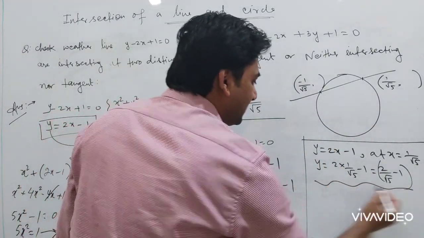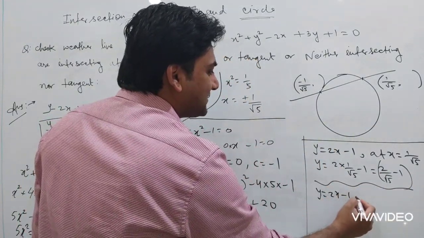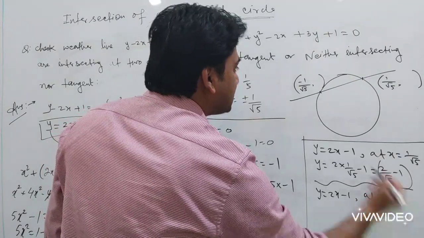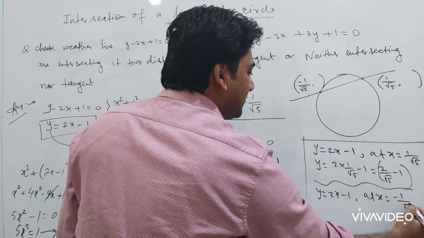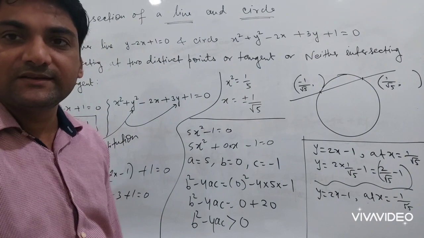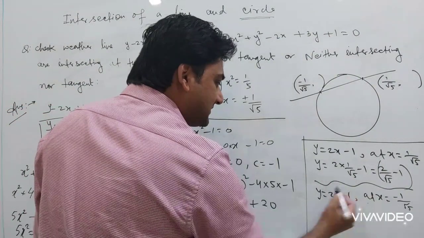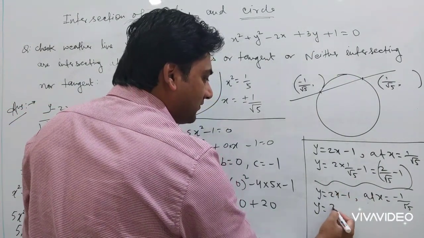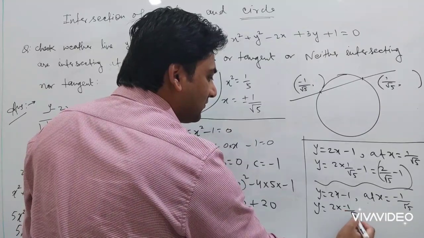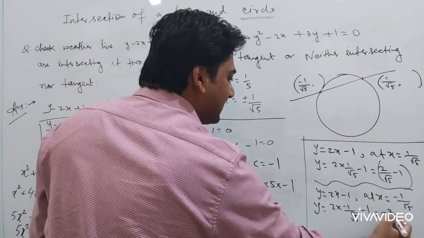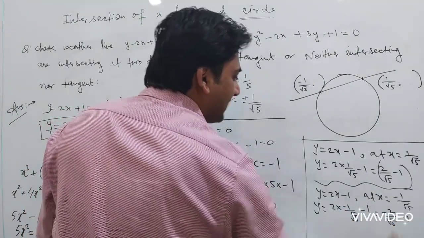Okay, next one. y is 2x minus 1 at x equals minus 1 over root 5. Okay, so put x as minus 1 over root 5. So 2 times minus 1 over root 5 minus 1. So this is minus 2 over root 5 and minus 1.